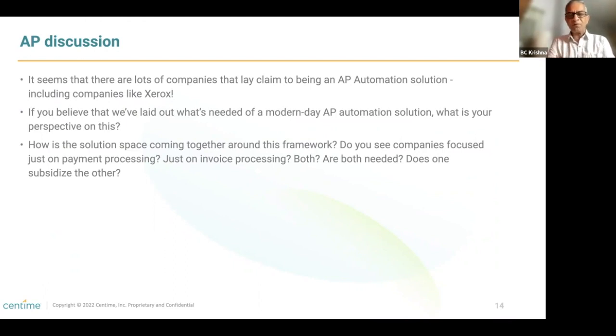Some of what we've talked about thus far is the fact that modern day AP solutions are end-to-end. They address both invoice processing and payment processing. Is that true in the real world? Do you find companies that focus on one or the other?